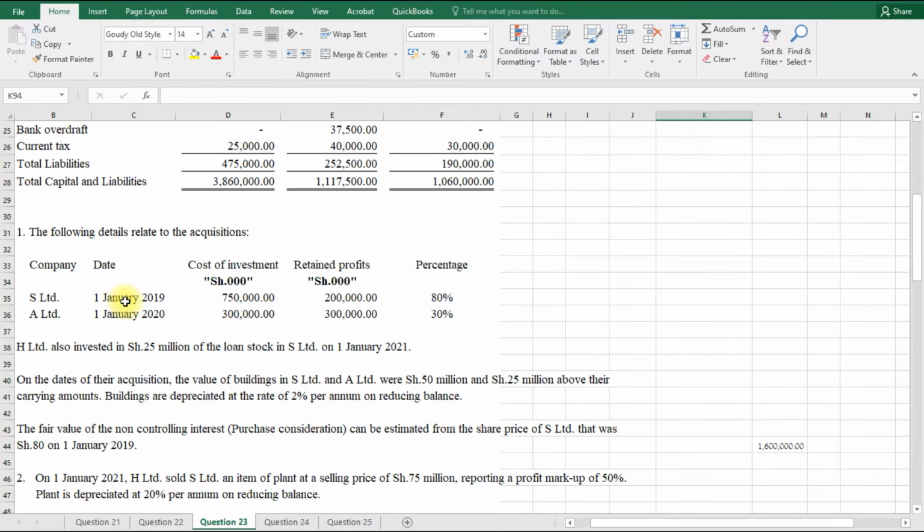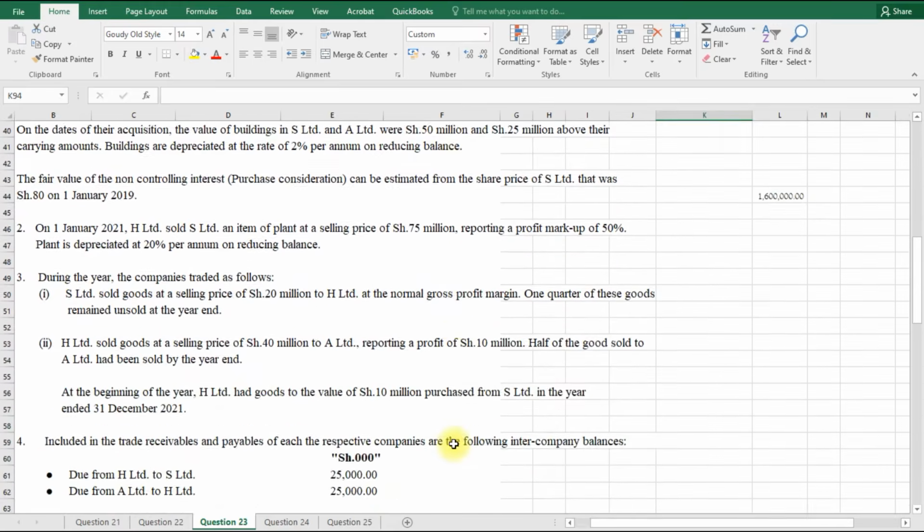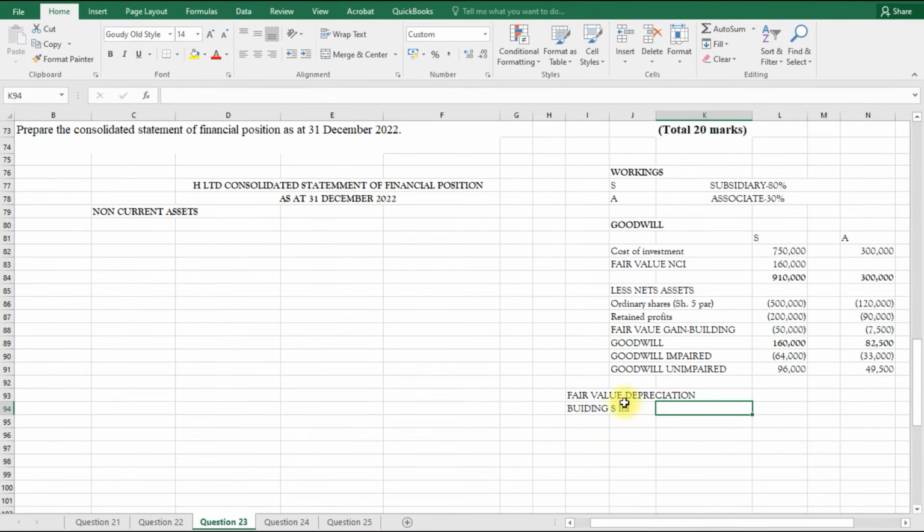So we are having 2019 as year 1 by the end of 2019, 2020 second year, 2021 third year, and 2022 by December 4th year. So it means this building, from the date of acquisition on 1st January, has depreciated for a period of 4 years, and we need to calculate the cumulative depreciation for those 4 years because we are preparing the financial position. I'll use the formula for the reducing balance.